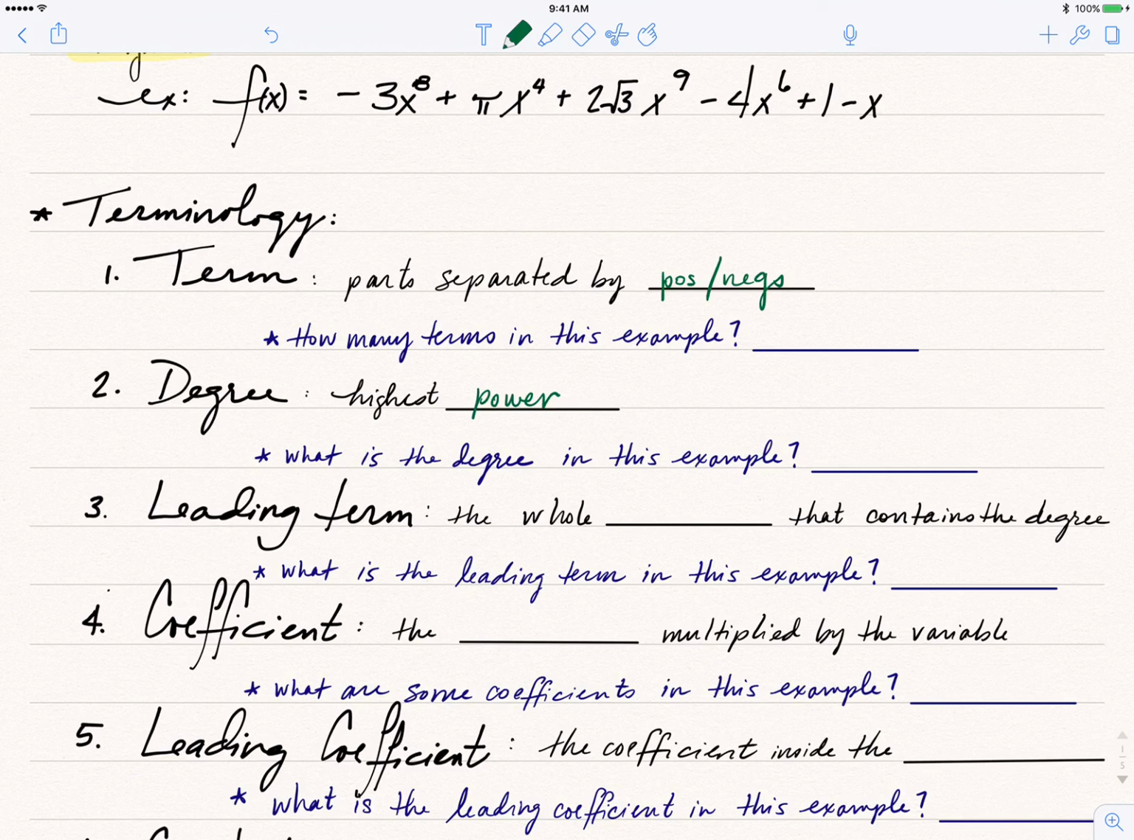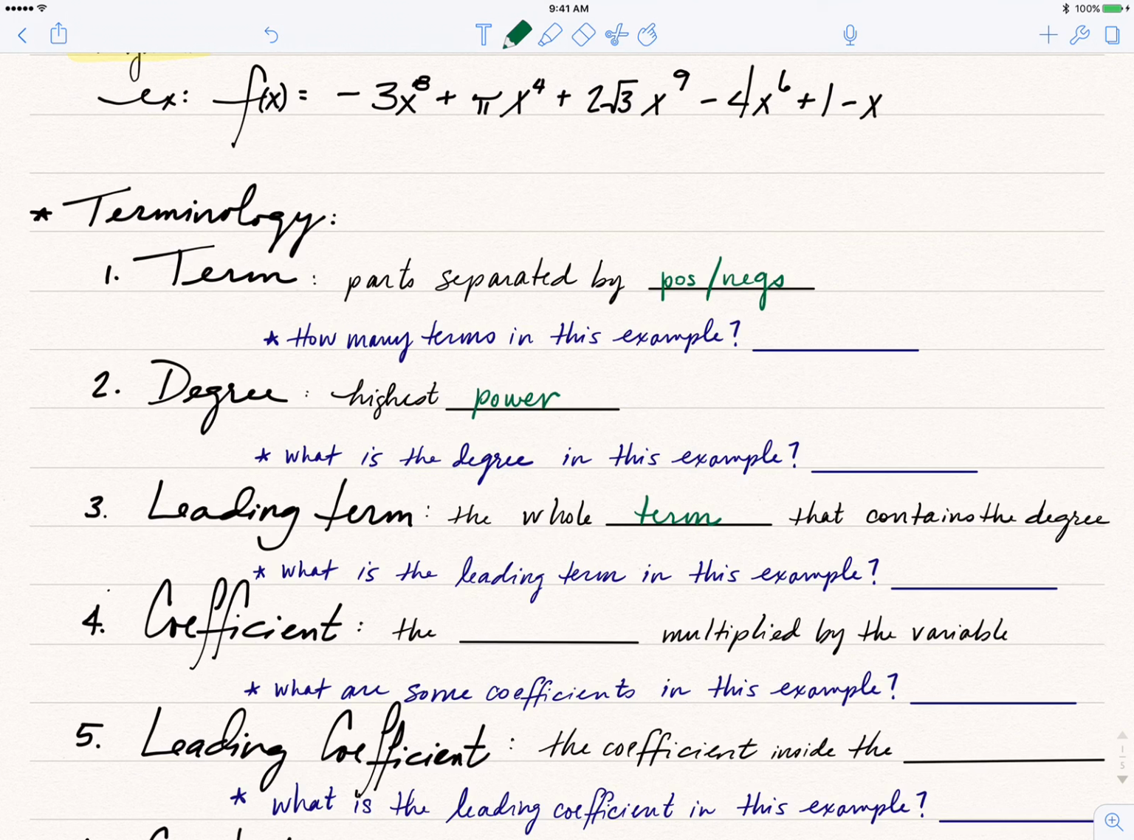Next, we have the leading term. Now, we've already said that there are many terms. Terms are what's separated by pluses and minuses. The leading term is the whole entire term that contains the degree. So remember, degree is the highest power. So if you'll look for the highest power, the whole entire term that has that power in it is called the leading term. What is the leading term in this example? Fill in the blank.